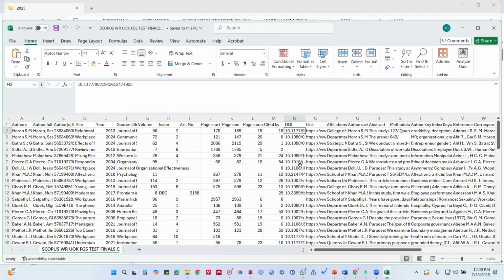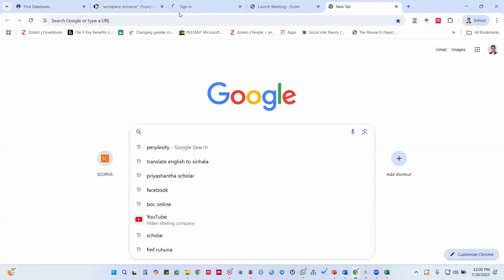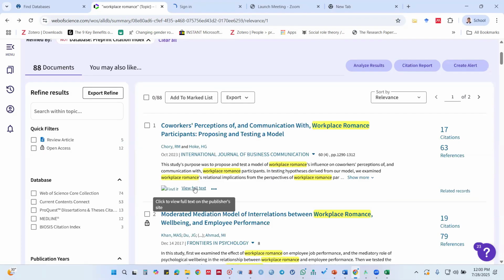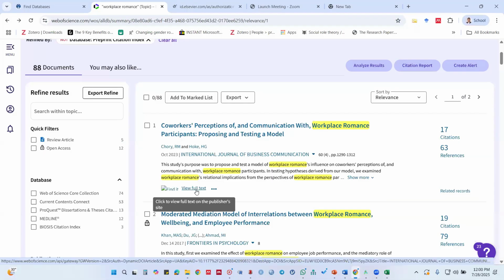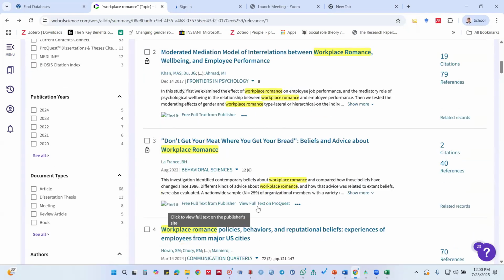So you can simply copy this one, and we have different options in the database as well. The full view, full text option is there. Using this one as well, you can download the full article, right?